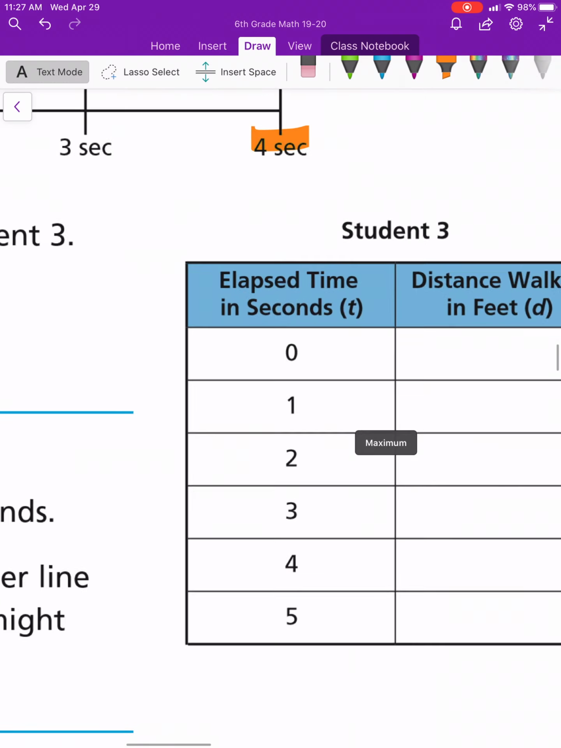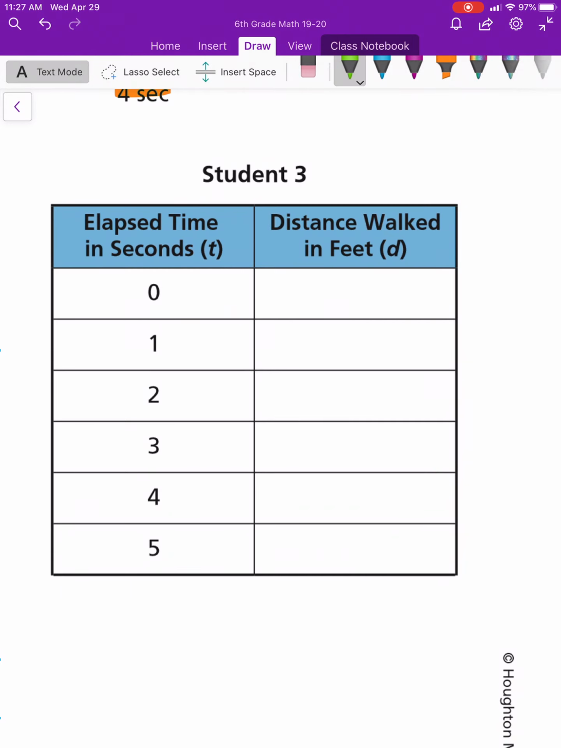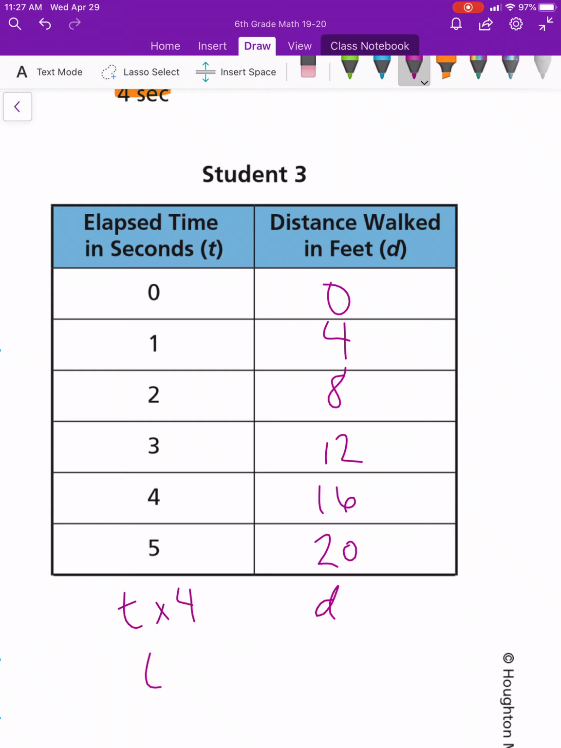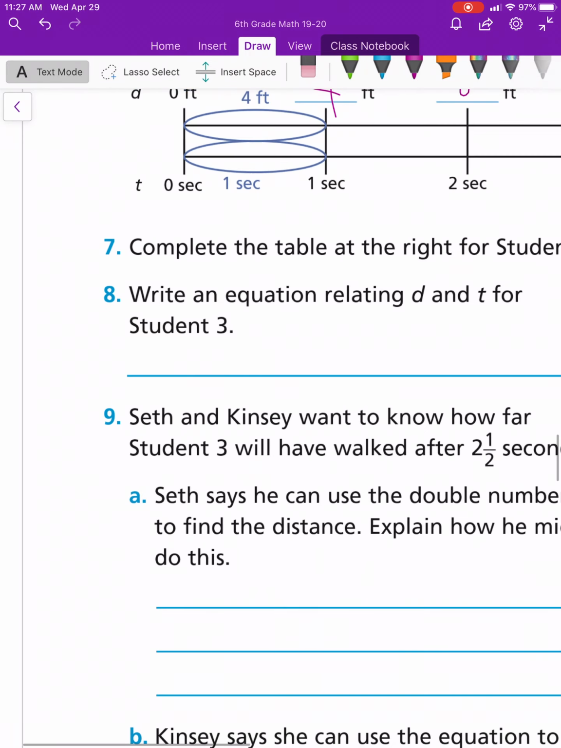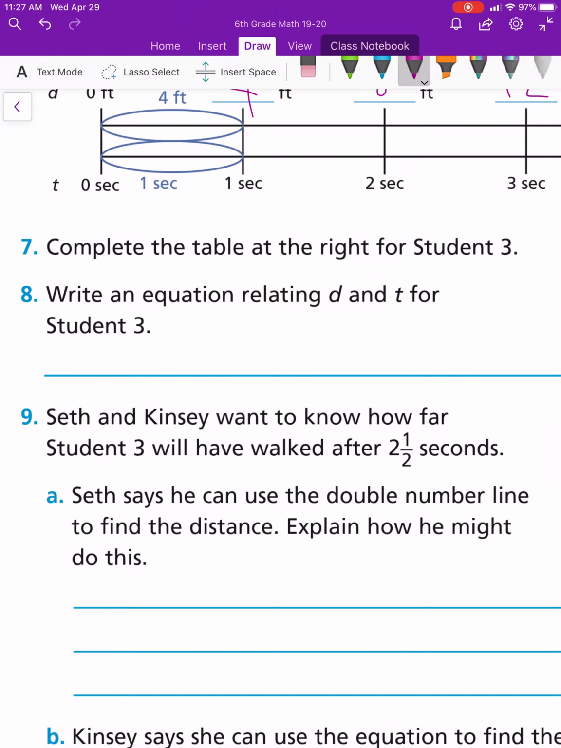Okay, let's go ahead and complete this table. So this would be 0. Oh, nope. I'm walking at 4 per second. So 4, 8, 12, 16. 4 times 5 is 20. So that would be t times 4 is equal to d, or 4t, right? Because these numbers are the same, is d. Okay. So now we have an equation. Write an equation. Well, that was pretty simple. We just did that.